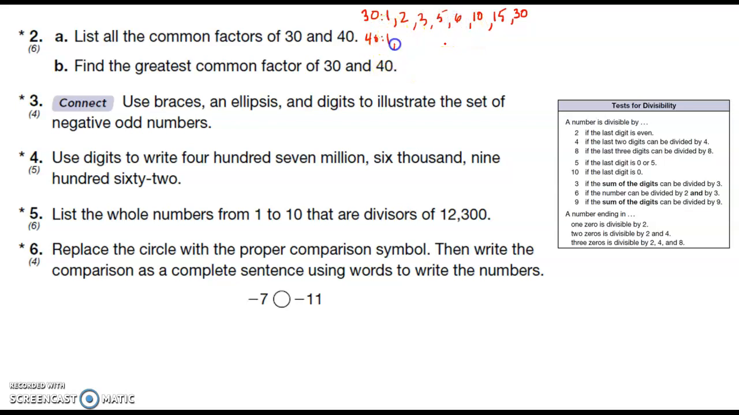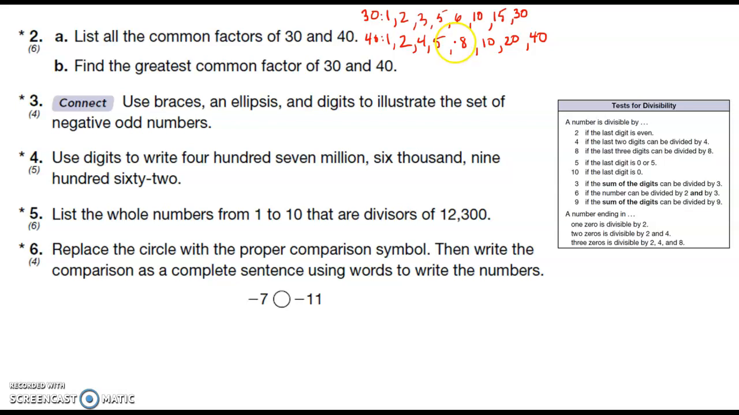All right, and then for 40, we're going to do the same thing. You'll see that I start with 1 and whatever the number is, and I kind of fill in the blanks in between. 2 and 20. 3 doesn't go into it. 4 and 10. 5 and 8. Okay, so these are all the factors of 30 and 40.